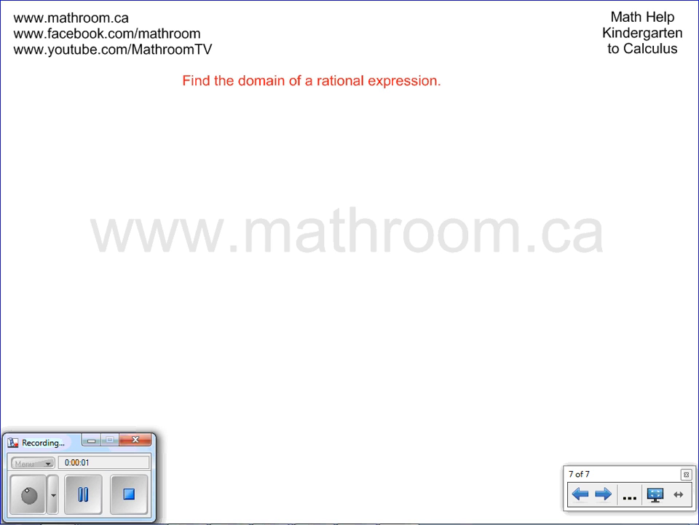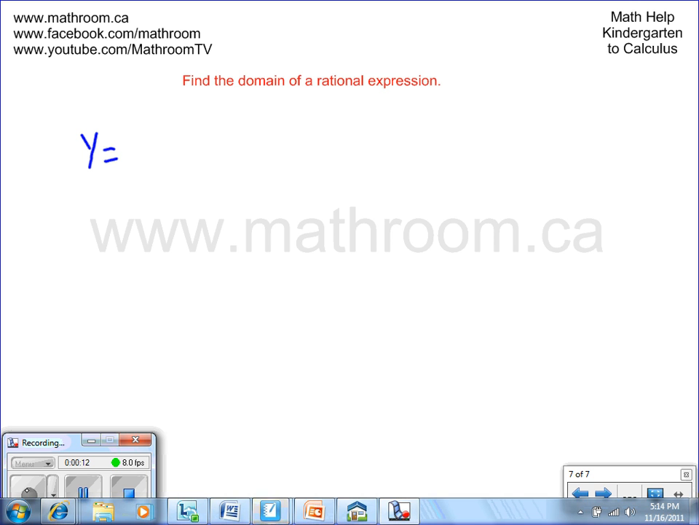Okay, let's find the domain of a rational expression. And again, the domain is what x can be in an expression. So let's say we have y equals 1 over x squared minus 9. Okay, it might be easier to start thinking about what x cannot be.